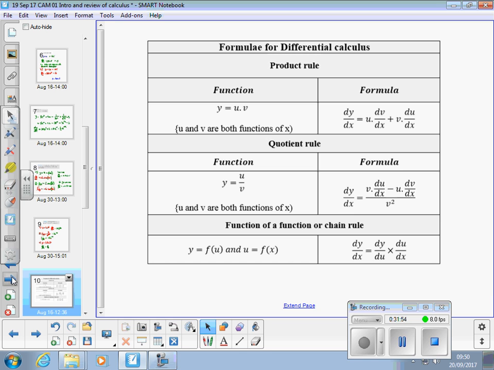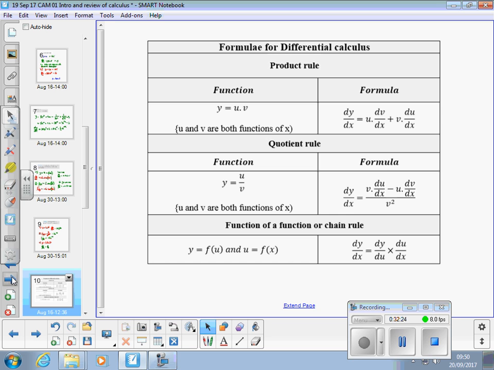There's a process to go through and a formula to use. The quotient rule, where u and v again are two separate functions, one divided by the other. And lastly, where you've got a function inside another function, a function of a function, we use what's called the chain rule or function of function rule. So we're going to have a look at using each of those rules now, go through that process.